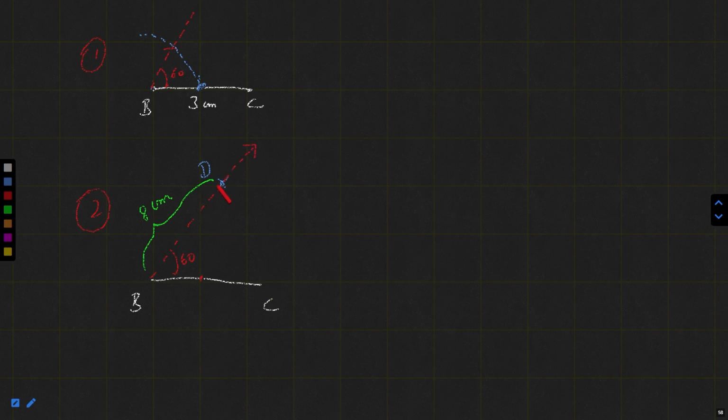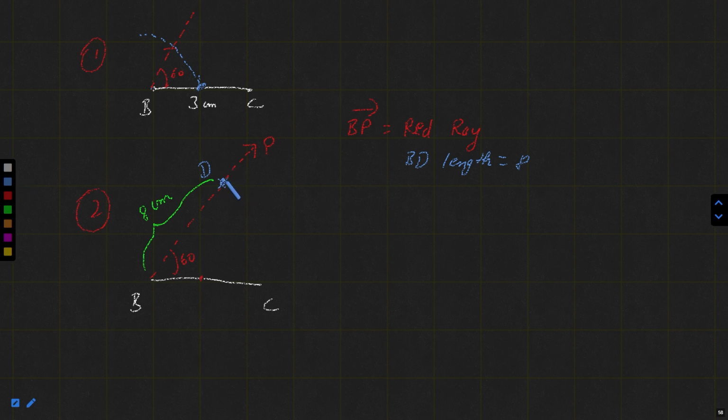Okay, so this point is D. We cut our red ray BP with a length of 8 centimeters. Wherever it cuts, we name that point D. For example, here BD length is equal to 8. I hope this is clear. So BD length is 8.